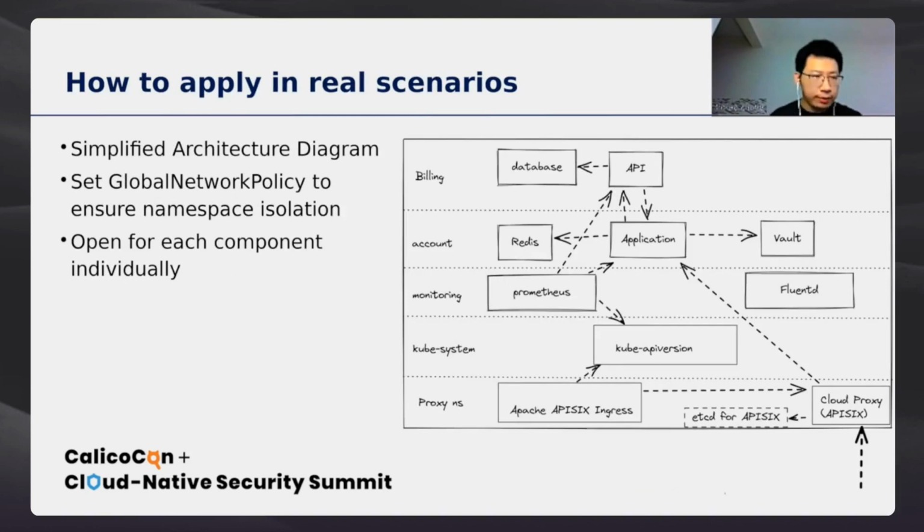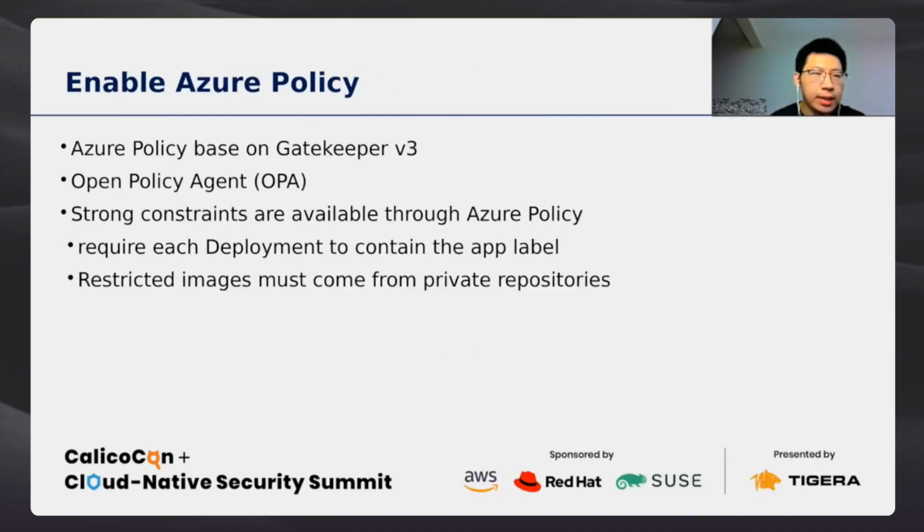How to apply it? We use namespaces to isolate business, and you can directly use the global network policy to ensure each namespace is isolated, and then deploy its network policy and the applications. When deploying each service, ensure the binding relationship between the network policy and the applications to avoid security gaps in the cluster. And we can enable Azure policy.